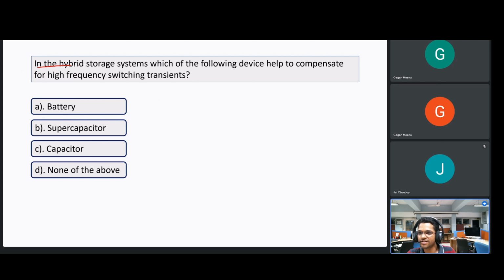Next question is, in the hybrid energy storage, which of the following devices helps to compensate for high frequency switching transients? Yes, Jay? It's a capacitor. Which one? This one? Yes, supercapacitors. I think it should be capacitors, not supercapacitors. Why not supercapacitor?